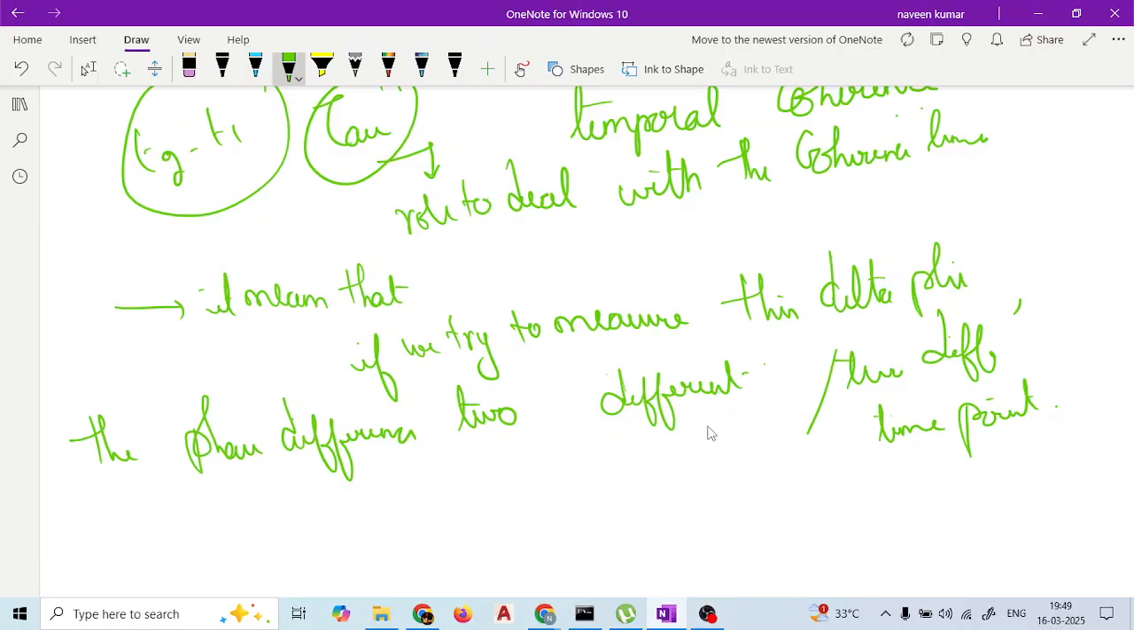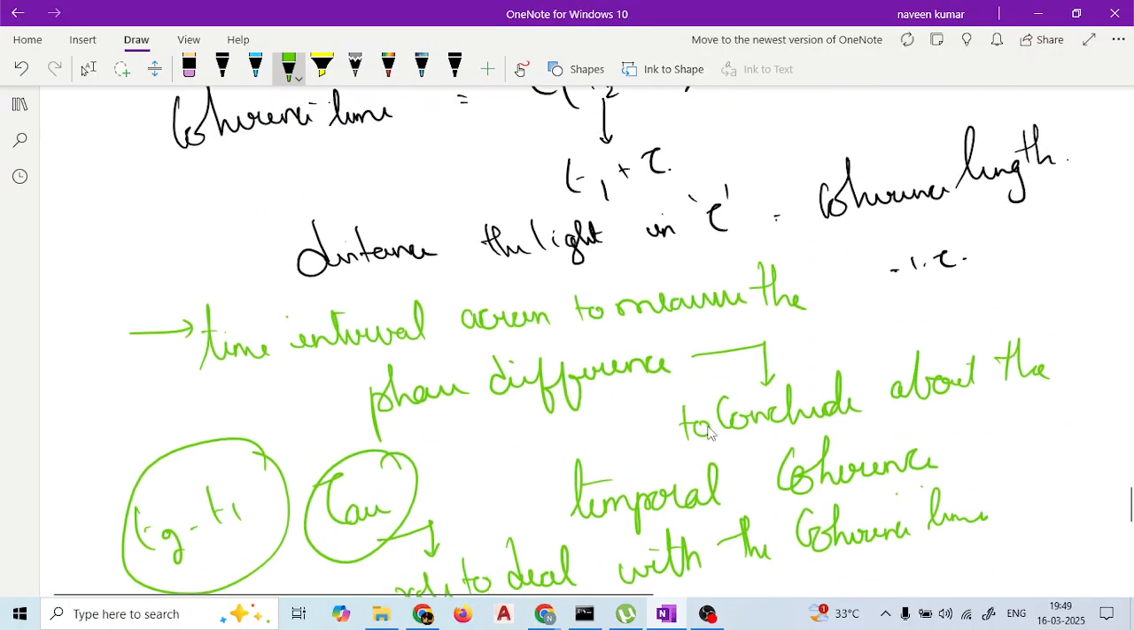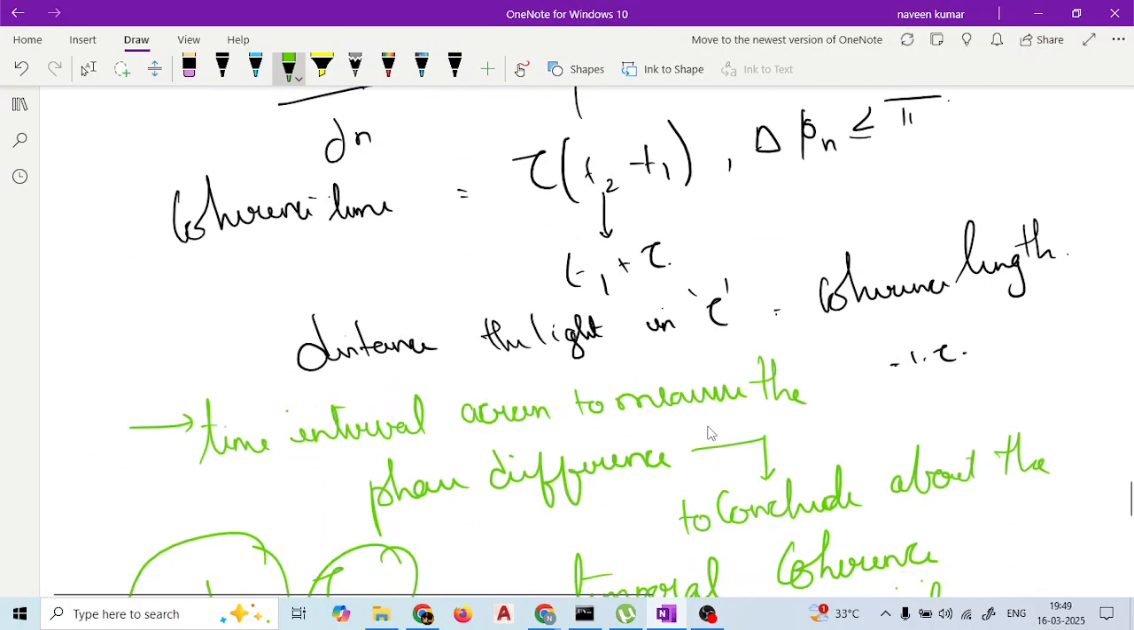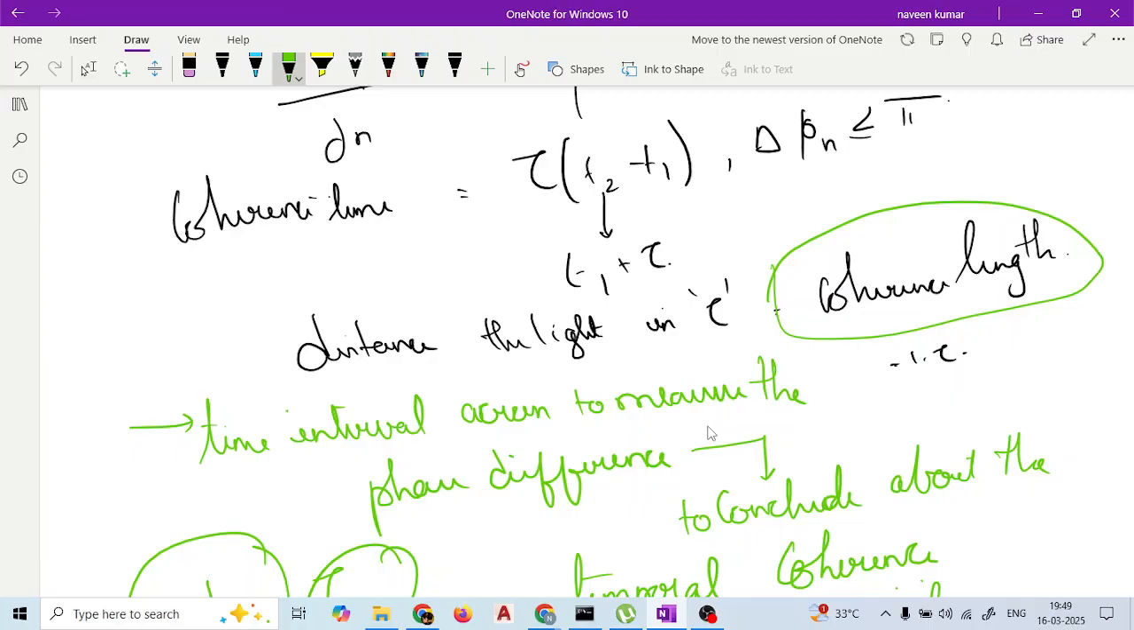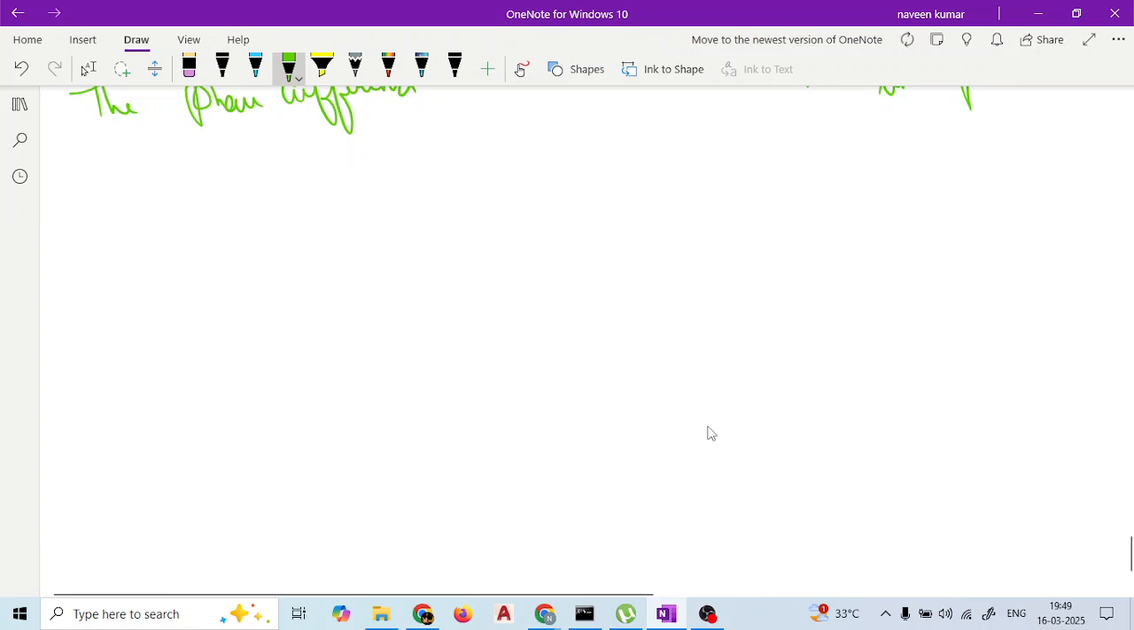The distance the light travels in the time period is called the coherence length. That's why this coherence length picture is in. So the light travels from one end to the other end, and we can also make a certain conclusion about spatial coherence in terms of integration.